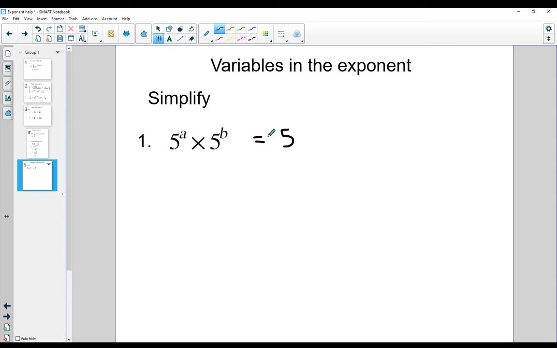And our 5 stays the same, and we end up with just having A plus B as our exponent. We can't simplify that any further. We don't have any like terms, so we can't simplify that. So then we're just done. We're finished simplifying. I know it kind of seems useless, but at some point it might be helpful. Most likely right now we're just practicing the skill. Okay, let's look at another example.